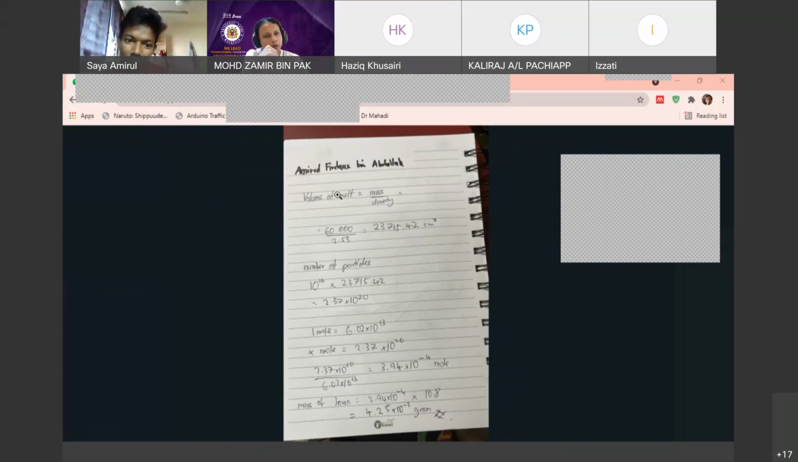Isn't it in the ingot? Ingot or in the melt? In the ingot. Okay, right. Okay, go through. 10 to the 16 times your volume, then you get the number of particles. Okay, then we find the number of moles using Avogadro. Then we multiply with the atomic mass, 10.8. Then you get 4.25 milligram. Right, thank you.